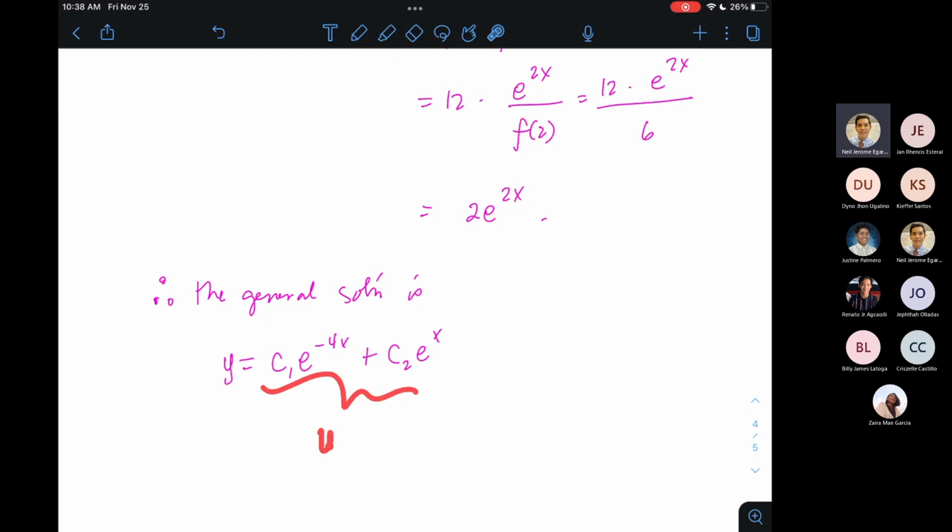This is our y sub c, right? Plus, dapat i-plus ko yung y sub p. We found a particular solution in an easy fashion. We just apply the inverse linear differential operator. So this is 2e to the 2x. And that's it. End of solution.